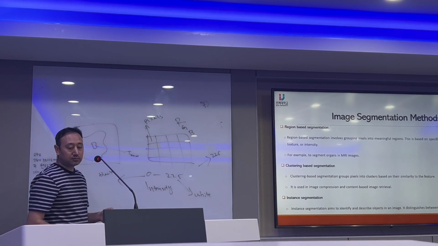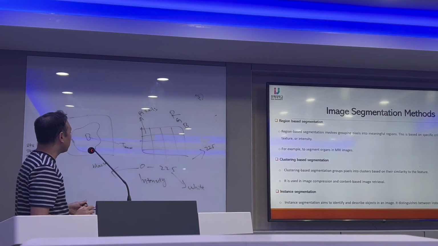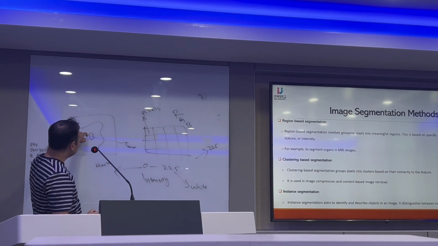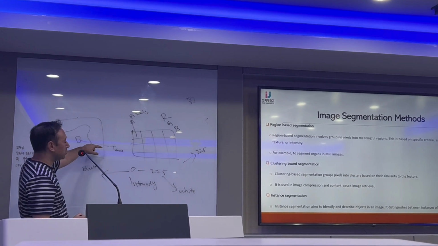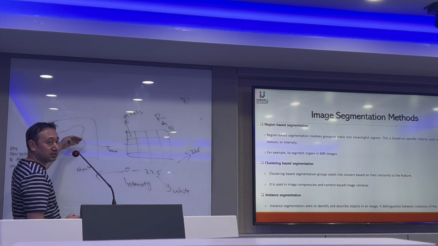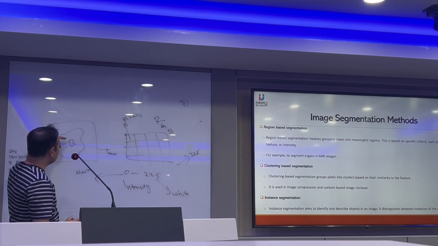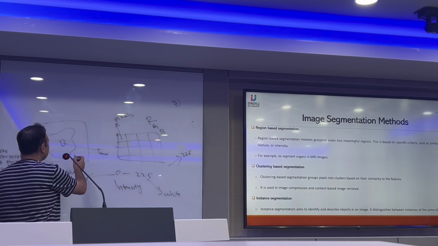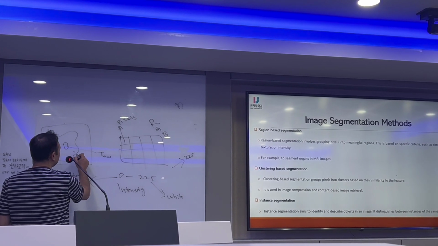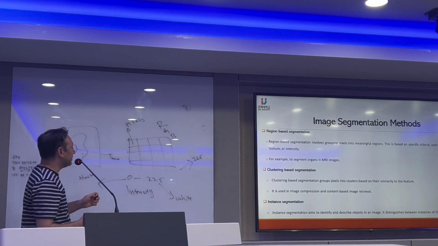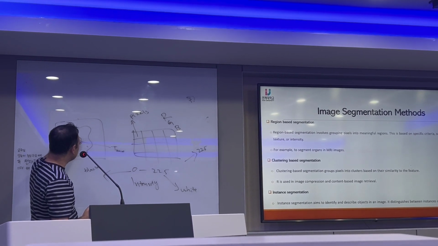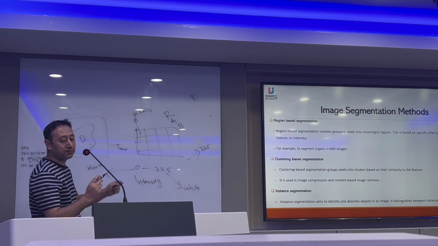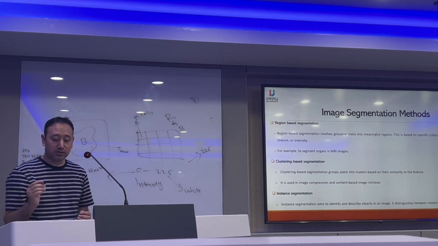So in region-based segmentation, there may be some segmented regions. For example, this region which shows the tumor has a different intensity, and it shows that the intensity of this area is different from this area. This region shows the tumor region has some different pixel values.